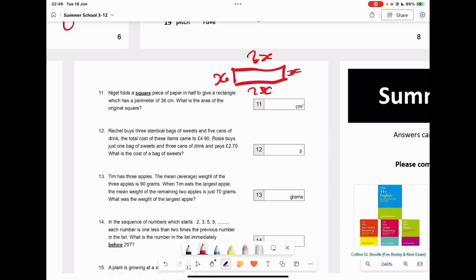So we know that 2x plus 2x plus x plus x is like doing 6x, because you're adding them all together. And that must equal 36. So then x is equal to 6. So what we've got to do with that is, we're taking the 6, and we know that the 6 is the length of half. So 2x is 12, and that's the length of one side of the original square. So the area would be 12 times 12, which is 144.